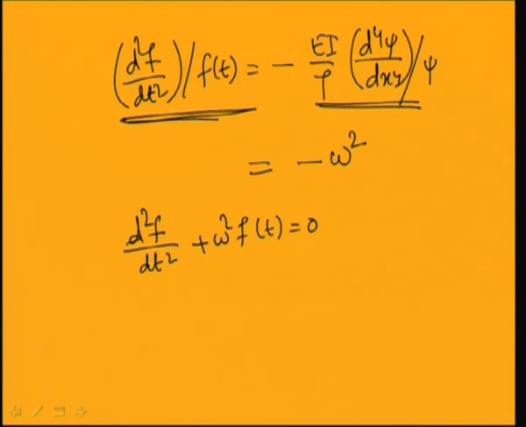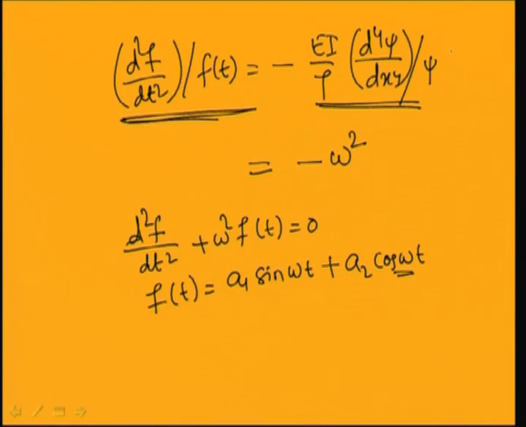The solution of this equation one can write as f t equal to a1 sin omega t plus a2 cos omega t. Here omega is the frequency of oscillation of the system.